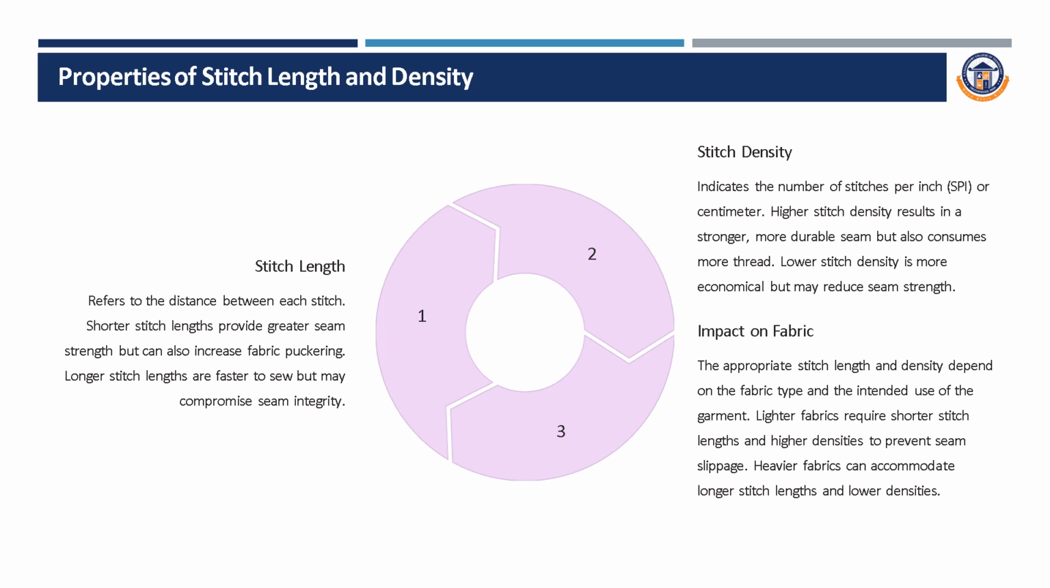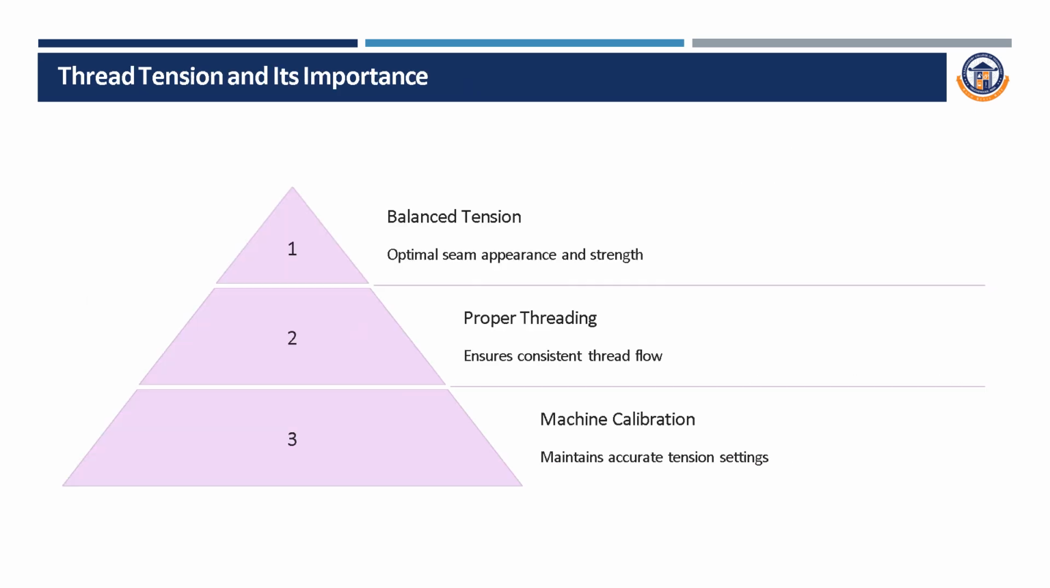Heavier fabric can accommodate longer stitch length but lower density. Thread tension is also important in case of a stitch on the fabric. One is balanced stitch tension, which results in optimal seam appearance and strength. Proper threading of our sewing machines results in consistent thread flow.